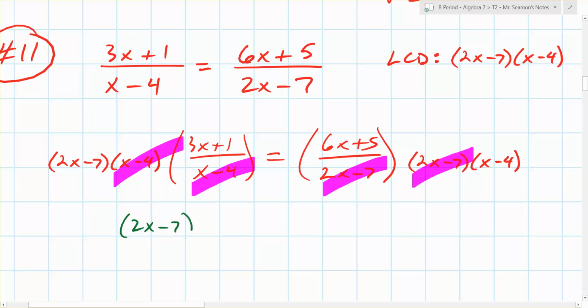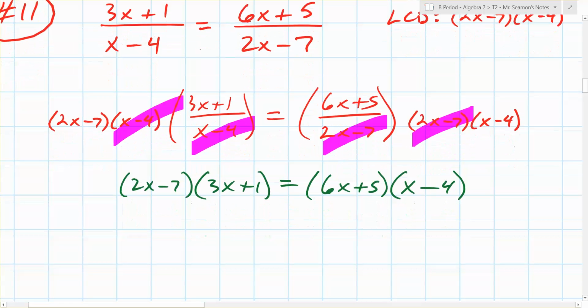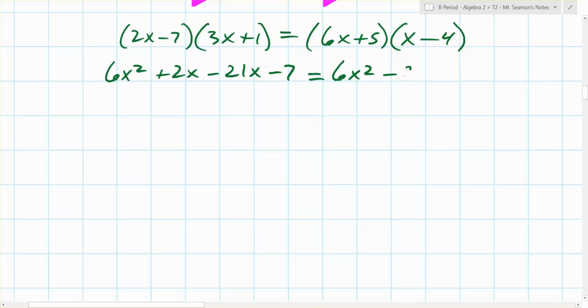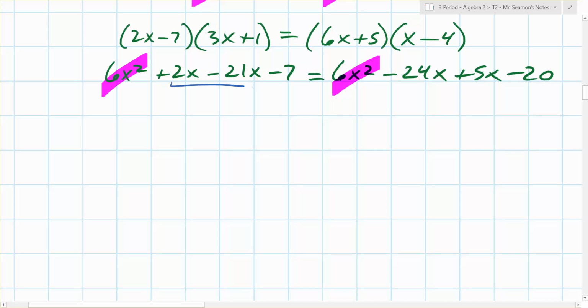2x minus 7 times 3x plus 1 equals 6x plus 5 times x minus 4. At this point, what do you have to do? You have to distribute. So you end up with 6x squared plus 2x minus how many x? 21x minus 7 equals 6x squared minus 24x plus 5x minus 20. Take a look at that. Like terms. So what do you get here?